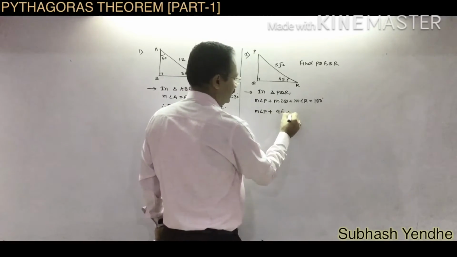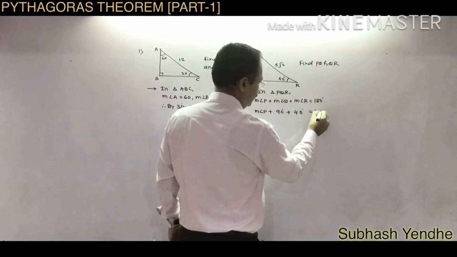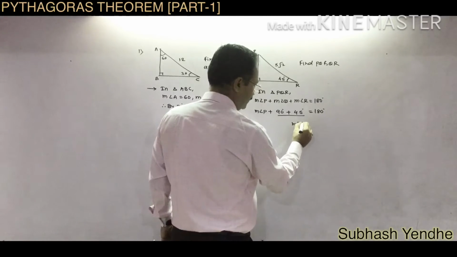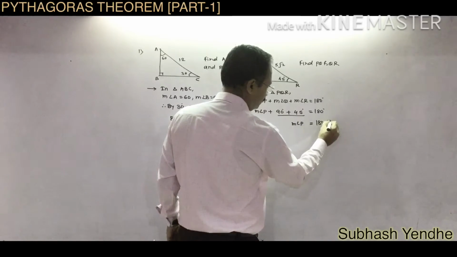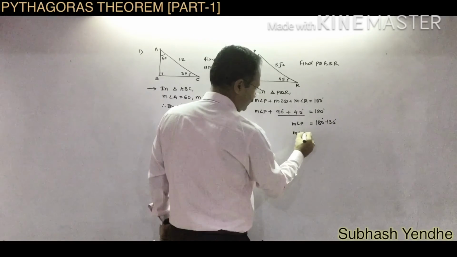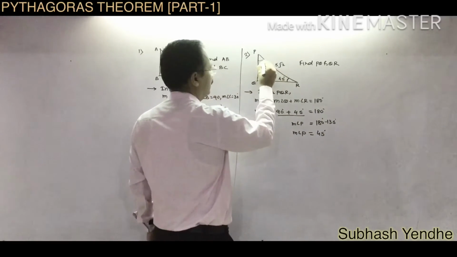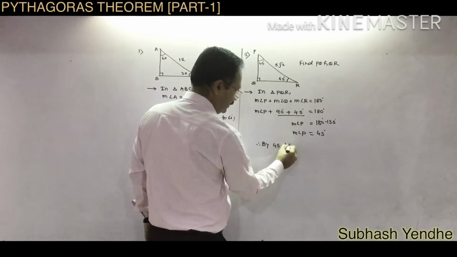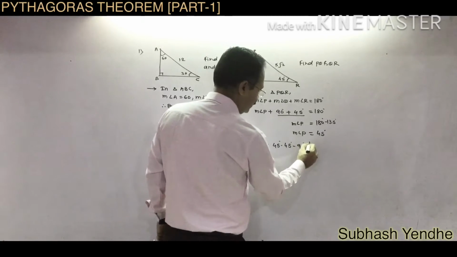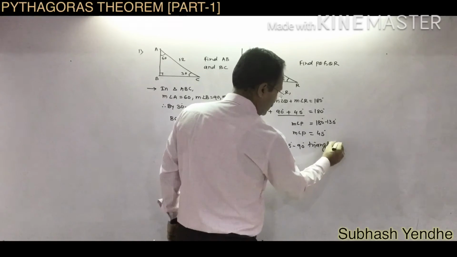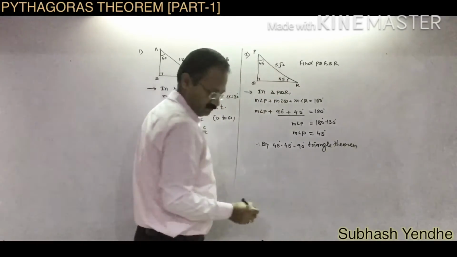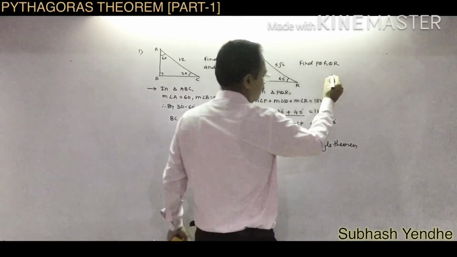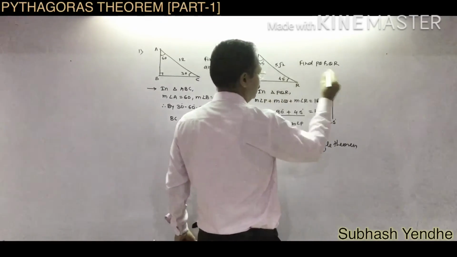Q is given as 90, R is given as 45, equals 180. So if you add it, it will be 135. It goes on that side. So you get measure of angle P equals 180 minus 135. So measure of angle P equals 45. Therefore, by the 45-45-90 triangle theorem, it says that opposite to 45, both sides are there. One is PQ, another one is QR.